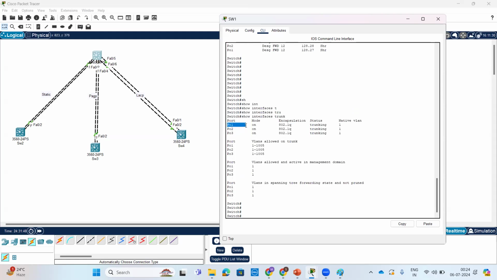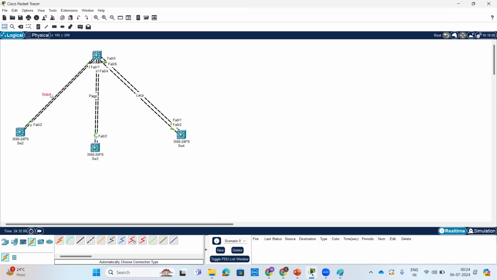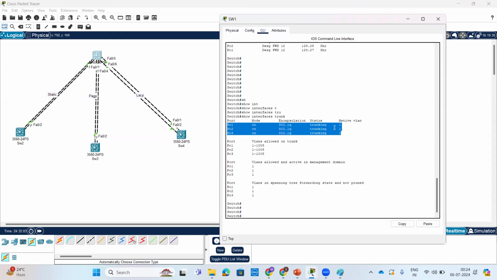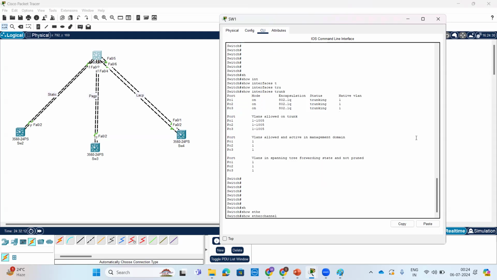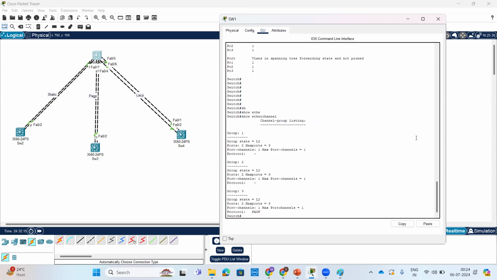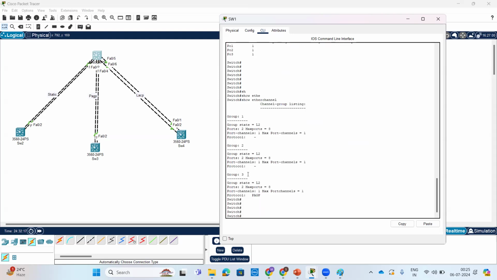.1Q. See, here physically 2 ports are there, but here you can check only one logical view is there. They are not 2. It's logically 1 only. We can verify with the trunk also, and we'll check the EtherChannel configuration. Show EtherChannel. See, here we have group 1, group 2, group 3. 3 groups, and group 1 is static.